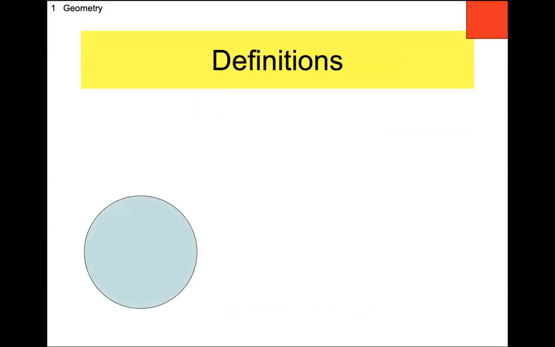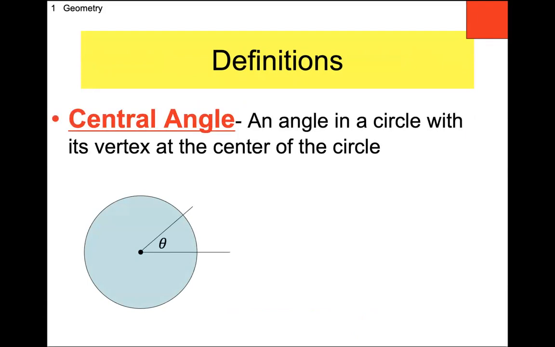Think about this. We've got a circle, with the center of the circle. I just made a central angle. You remember that. Now this central angle, which is made from two segments that come from the center of the circle, and the angle formed is a part of the entire circle. Imagine a circle with 360 degrees. You've just cut off a portion of it. So a central angle is an angle in a circle with its vertex at the center of the circle.